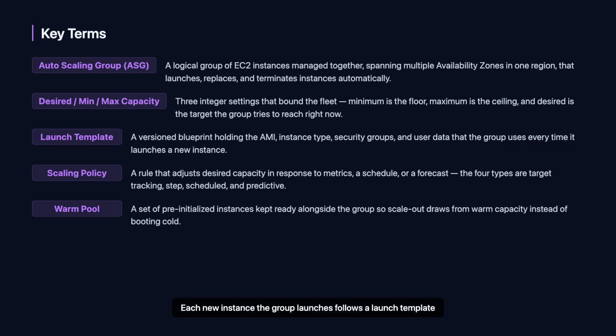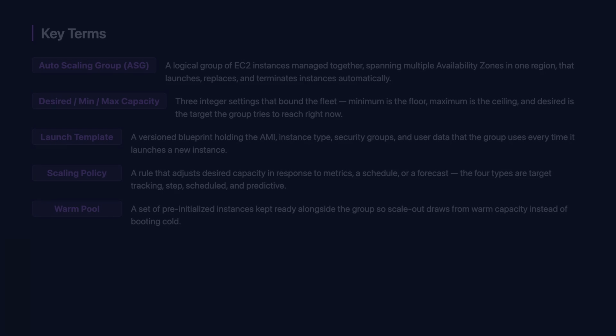Each new instance the group launches follows a launch template, a versioned blueprint that captures the AMI, instance type, security groups, and startup script. A scaling policy is the rule that moves that desired number up or down. And there are 4 distinct policy types we'll cover one by one. Finally, a warm pool is a reserve of pre-initialized instances sitting ready so that when scale-out fires, the group can draw from warm capacity rather than booting from scratch.